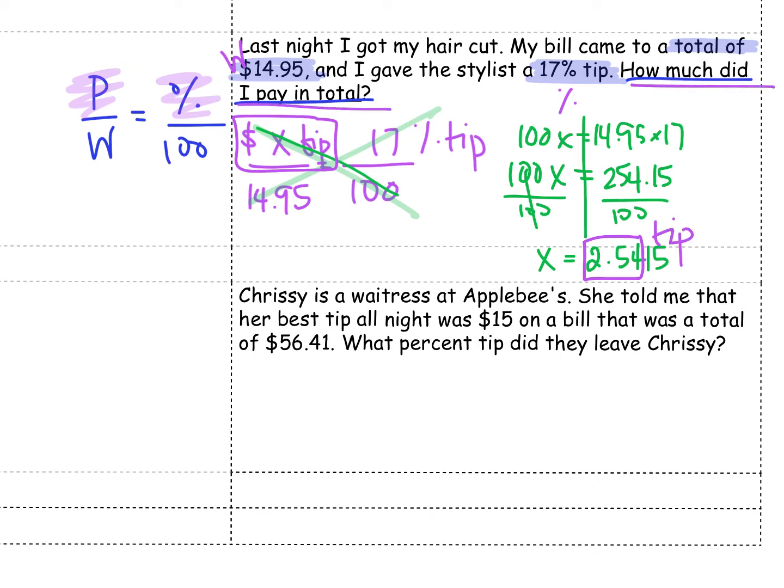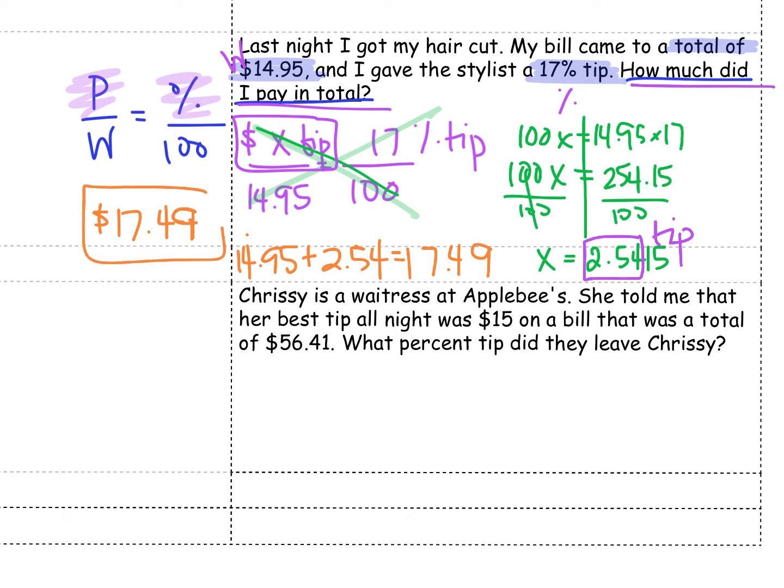When I need to figure out how much I paid in total, we have to use what we know about markup. Take the original cost, $14.95, add how much more you're going to end up spending, and you can get your final cost. It's 17.49. So my haircut, in total, I paid $17.49. This is my final answer of the original cost plus the tip that I left.